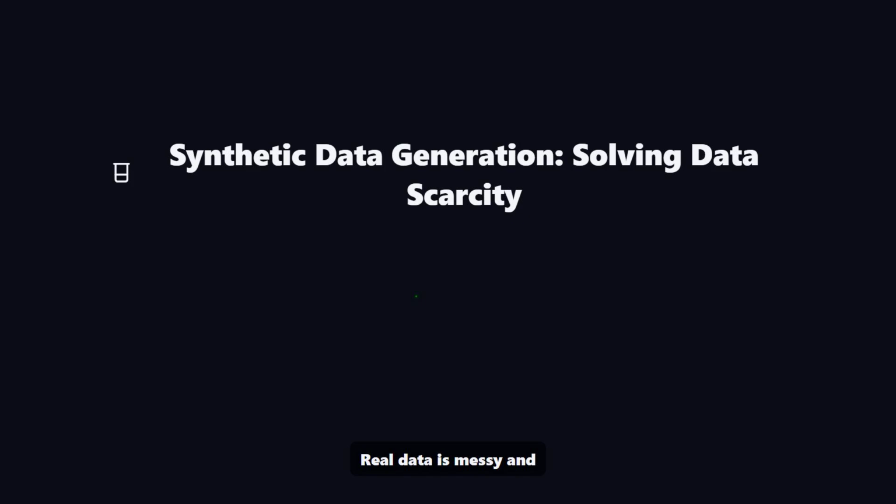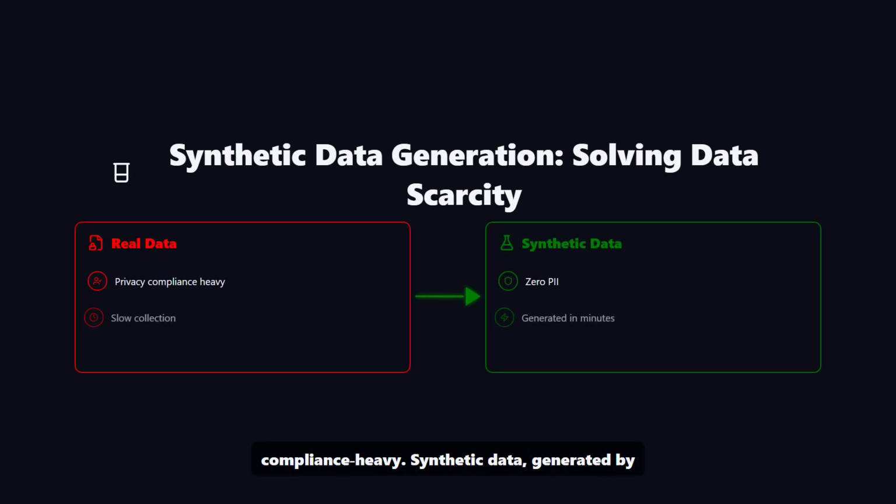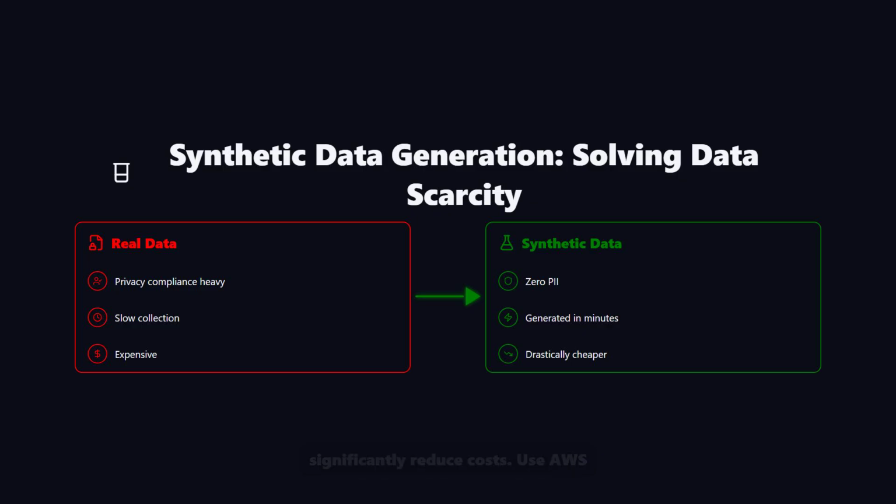Real data is messy and compliance-heavy. Synthetic data, generated by GANs or diffusion models, can significantly reduce costs. Use AWS services like SageMaker to spin up synthetic fraud data in minutes. Same statistical patterns, 0 PII.